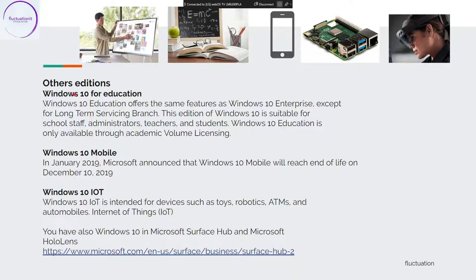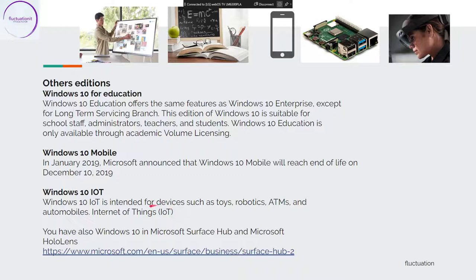After, like I told you, you have Windows 10 Education, Windows 10 Mobile. Okay, so remember that it reached end of life on December 10, so it's finished. Now you have Android and iOS, and that's it. And IoT is, for example, toys, robotics, ATMs, and automobiles. It's talking about IoT, so Internet of Things.